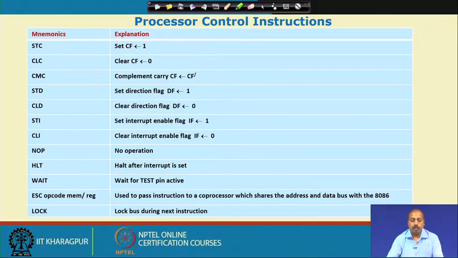Then we have got a number of control instructions like STC, which sets the carry flag equal to 1. They are 0 operand instructions. CLC clears the carry flag to 0. CMC will complement the carry. STD will set the direction flag.